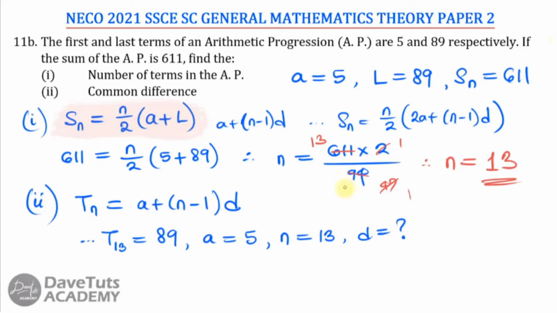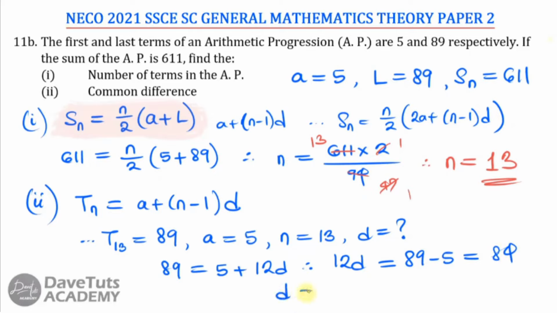If we bring in all of these parameters, we can say 89 is equal to a, which is 5, plus n minus 1, which will now be 12d, such that 12d will be, well, we take 5 to the other side, 89 minus 5, and that will be 84. Then d itself will be 84 over 12, which is nothing but 7. So the number of terms for this particular AP is 13, and the common difference is 7. And with that, we've been able to solve this question as requested perfectly, and we are good to go.